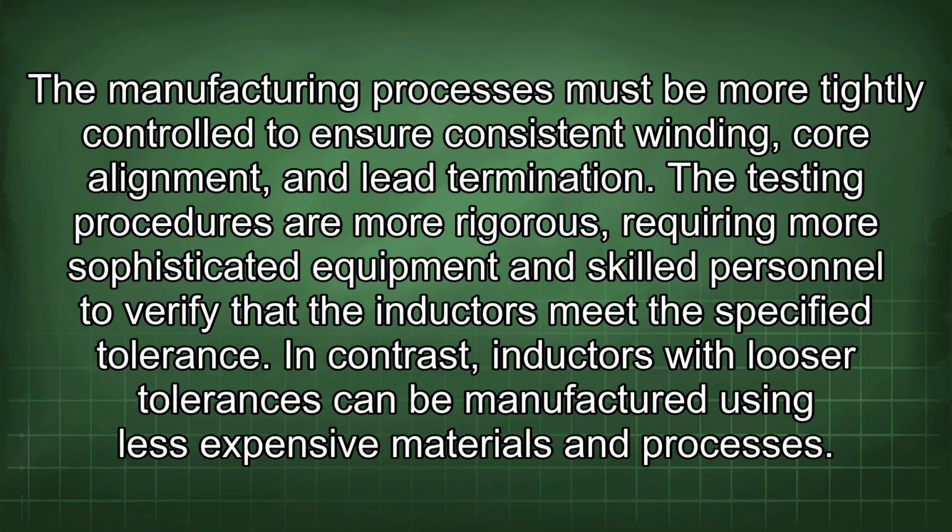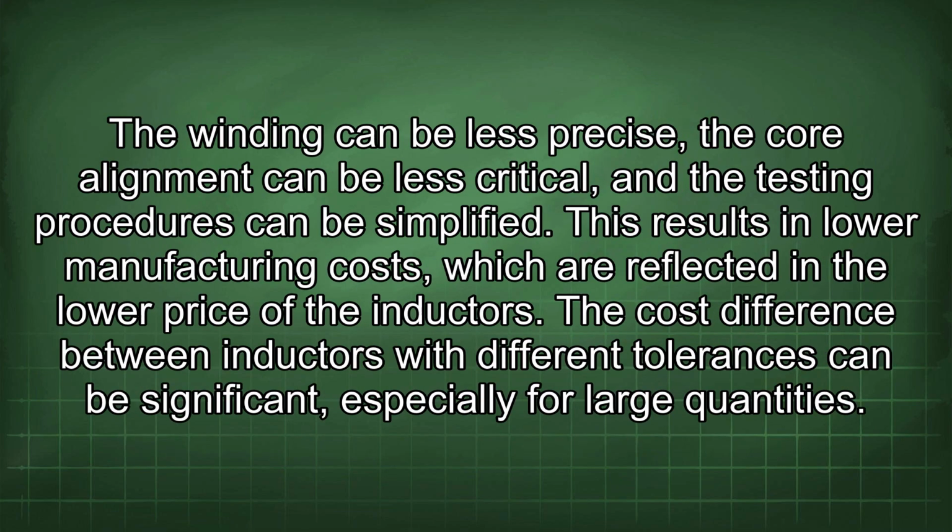The manufacturing processes must be more tightly controlled to ensure consistent winding, core alignment, and lead termination. The testing procedures are more rigorous, requiring more sophisticated equipment and skilled personnel to verify that the inductors meet the specified tolerance. In contrast, inductors with looser tolerances can be manufactured using less expensive materials and processes. The winding can be less precise, the core alignment can be less critical, and the testing procedures can be simplified. This results in lower manufacturing costs, which are reflected in the lower price of the inductors.